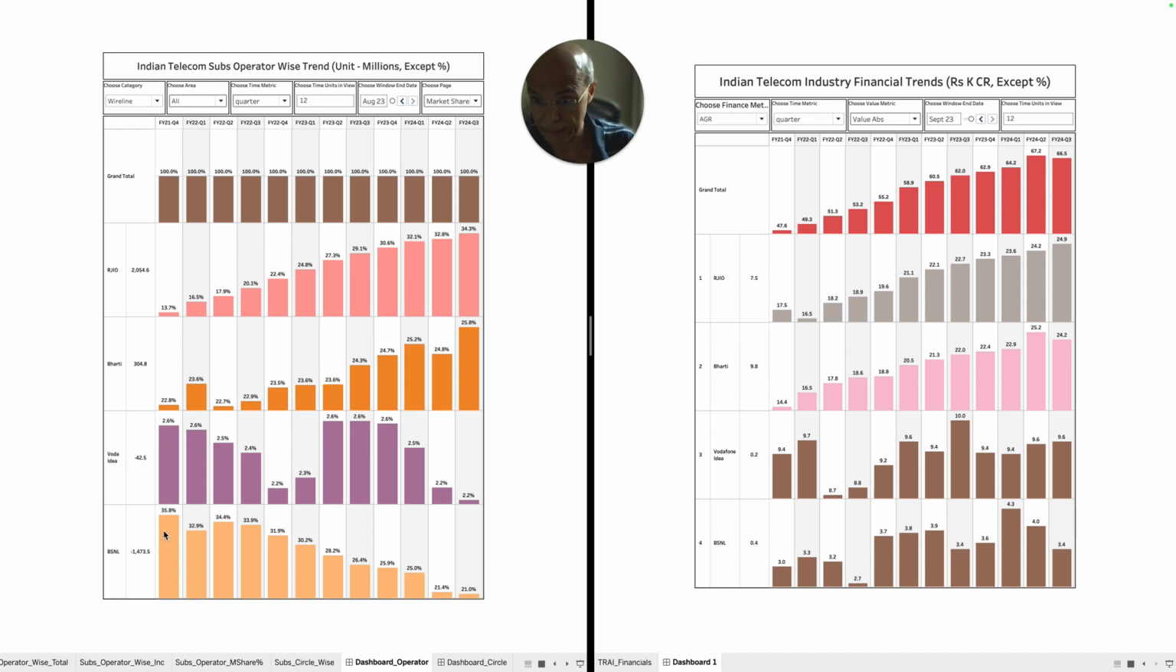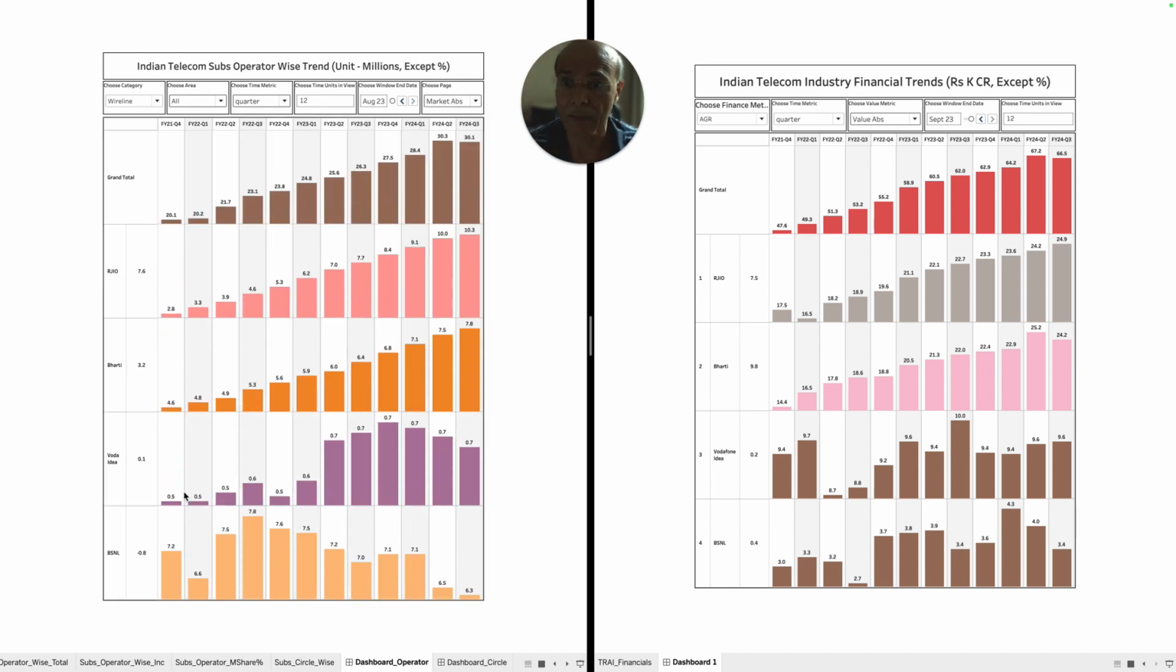But BSNL was a big player in wireline, because if I show the absolute numbers, at the start of this window it had 7.2 million subscribers compared to 2.8 million for Reliance, and Bharti had 4.6. Actually, Reliance was far behind Bharti. Bharti had 4.6, Reliance had just 2.8. So Reliance is really going great as far as fixed line is concerned. Bharti hasn't gained significant market share because it has not even doubled. It is less than double.